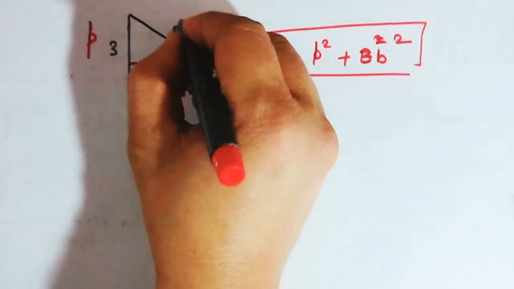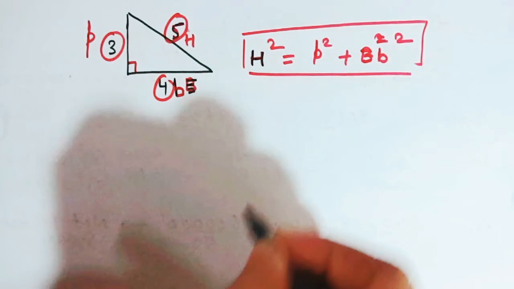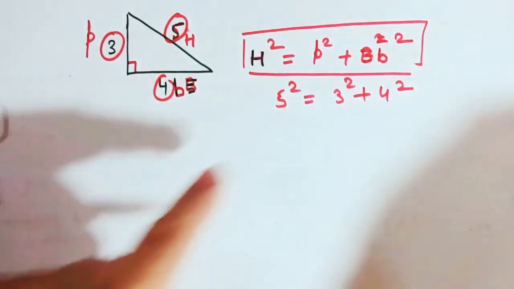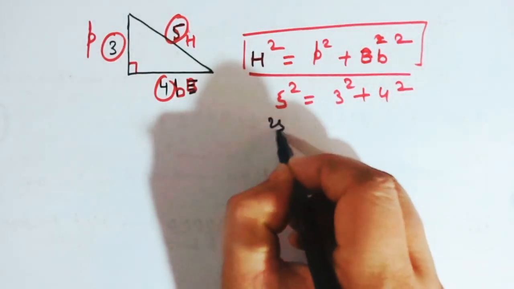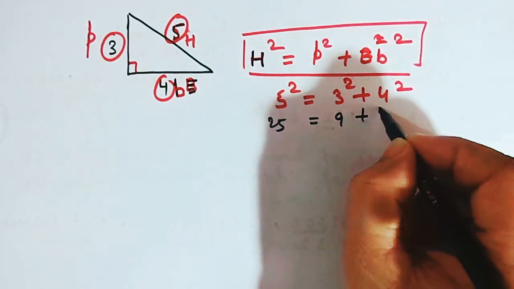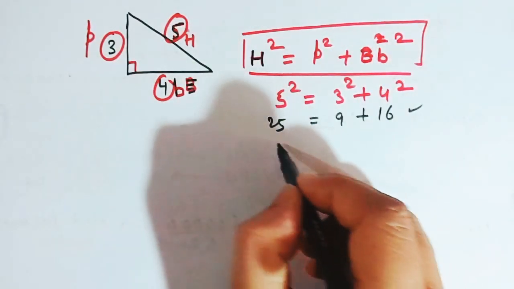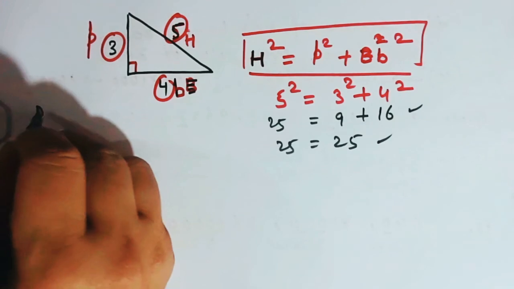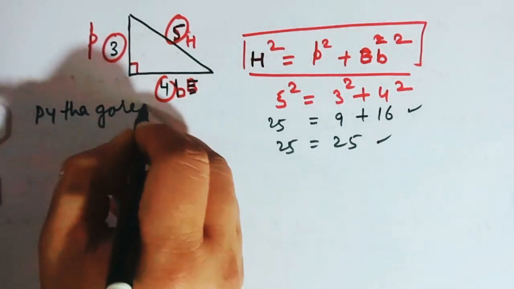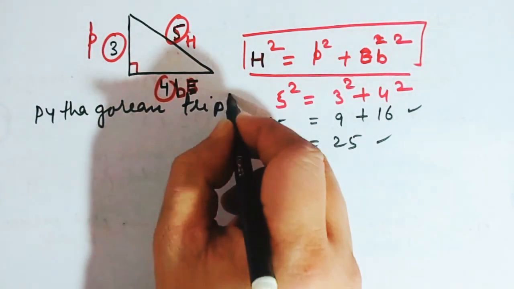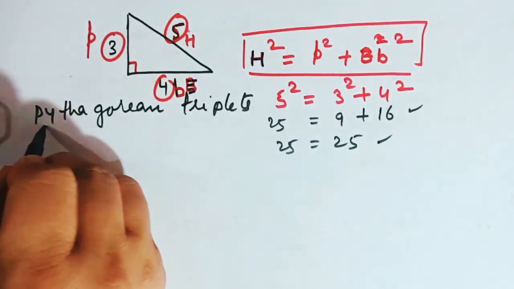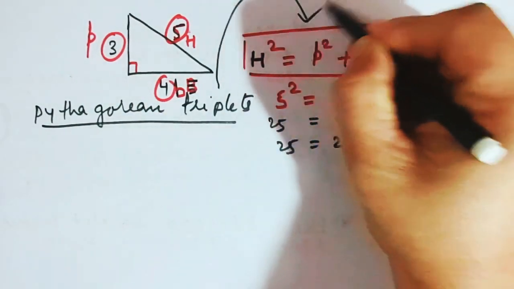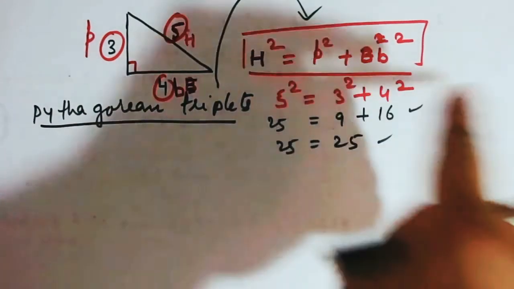Have a look. Let us take 5, 4 and 3. So 5 square is equal to 3 square plus 4 square. Is it correct? Of course. 5 5s are 25, 3 3s are 9, 4 4s are 16. So we say that 25 is equal to 25. Therefore these are Pythagorean triplets, meaning three numbers which fit into this particular formula. Therefore they are known as Pythagorean triplets.